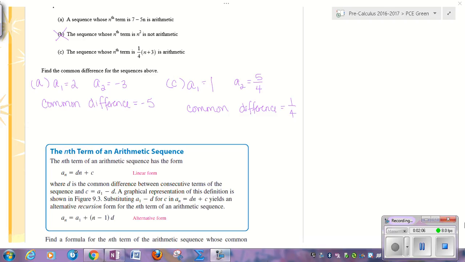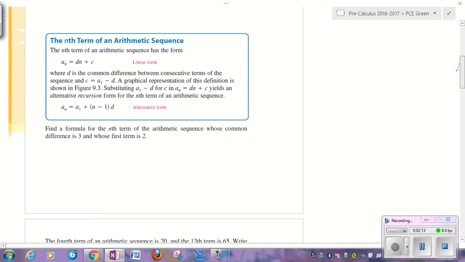So this next blue box just gives you some information about the formulas that we're going to use. There are 2 different formulas that you can see there. You can use the first one, which is D, your common difference, times n, whichever term you're looking for, plus C. If you'll notice, that is very similar to your linear y equals mx plus b. And then you have one for recursion. The second one uses the term before it in order to find the next term.